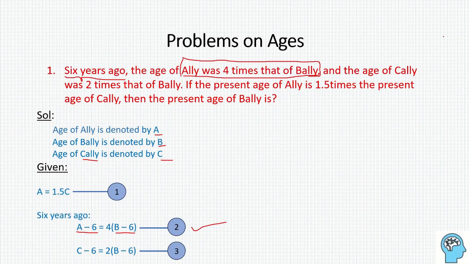The age of Cali is given as 2 times that of Bali. That is also 6 years ago. So C minus 6 is equal to 2 times B minus 6. That is another equation. And the other given data is the present age of Ali is 1.5 times the present age of Cali. So A is equal to 1.5 times C. Now these are the three equations. Let's continue in the next slide.